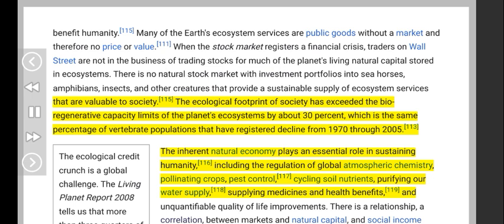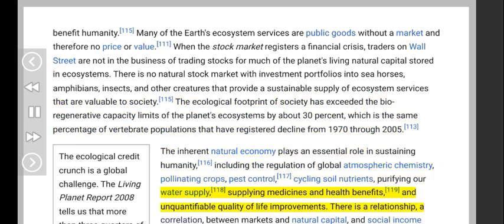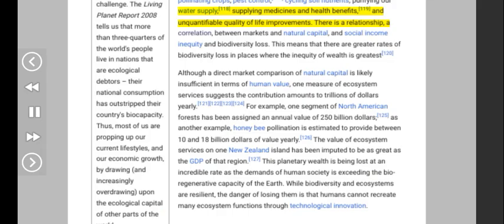The inherent natural economy plays an essential role in sustaining humanity, including the regulation of global atmospheric chemistry, pollinating crops, pest control, cycling soil nutrients, purifying our water supply, supplying medicines and health benefits, and unquantifiable quality of life improvements.